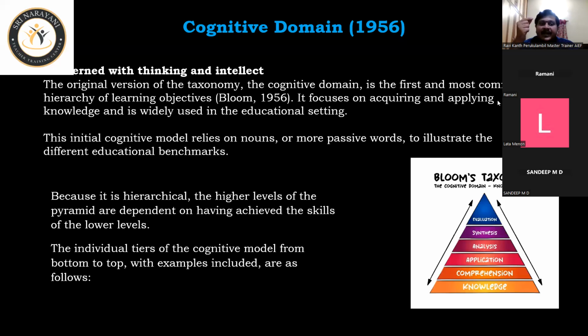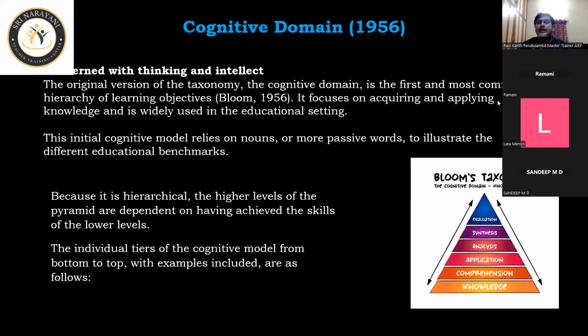Every phrase is completely based upon the benchmarks, which means at the level of knowledge, what is the child expected to have? When he is going to the next level, comprehension, what is the child expected to do? In the application level, what is he expected to do? In this way, there is a benchmark of understanding among the educational scientists or researchers. So we should make sure that the child is achieving this and crossing each one of it. Because it is hierarchical, the higher levels of the pyramid are dependent on having achieved the skills of the lower levels.